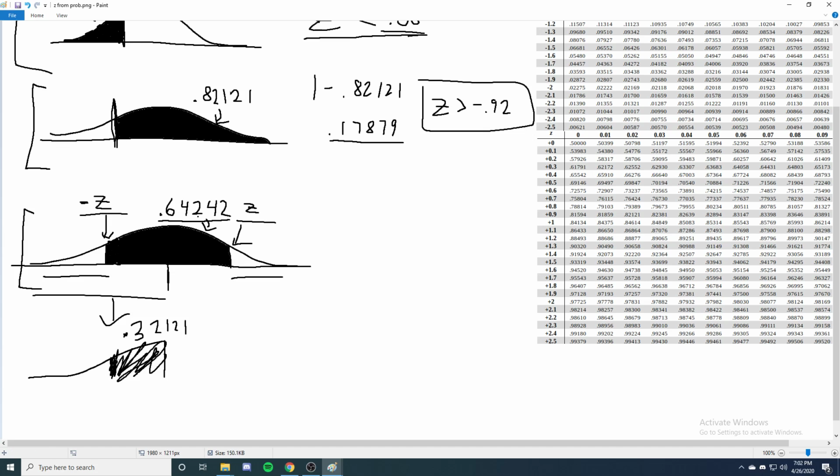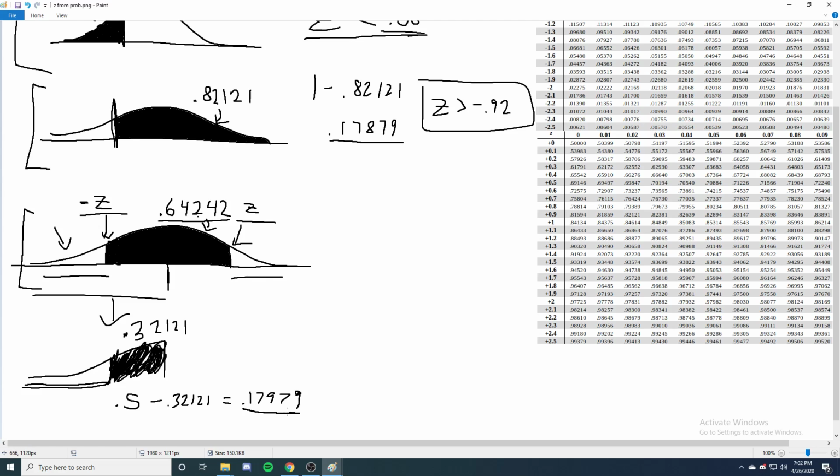Now, if we find the area that's not shaded of this chunk, it'll be the same as the area in here. Remember, since we're dealing with half of the normal, we're going to have 0.5 minus 0.32121, which is equal to 0.17879. Sorry, I misspoke earlier. So this is the area that we don't have shaded right here.